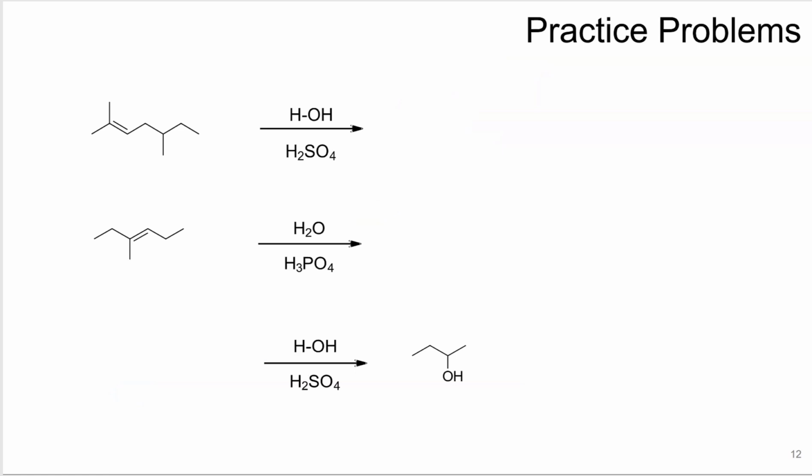Here's a couple more problems. We're going to add water across the double bond. This is an asymmetric alkene. H goes to the one with more H's. We get the OH addition here. H goes to the carbon with more H's, which is this one. That one has 0. This is where the OH goes. And if we try to figure out what alkene goes here, it could be this one or that one.